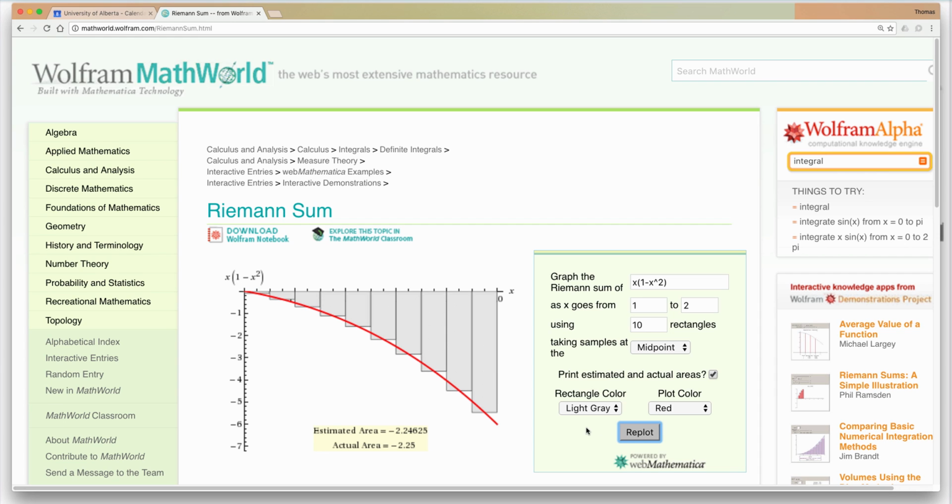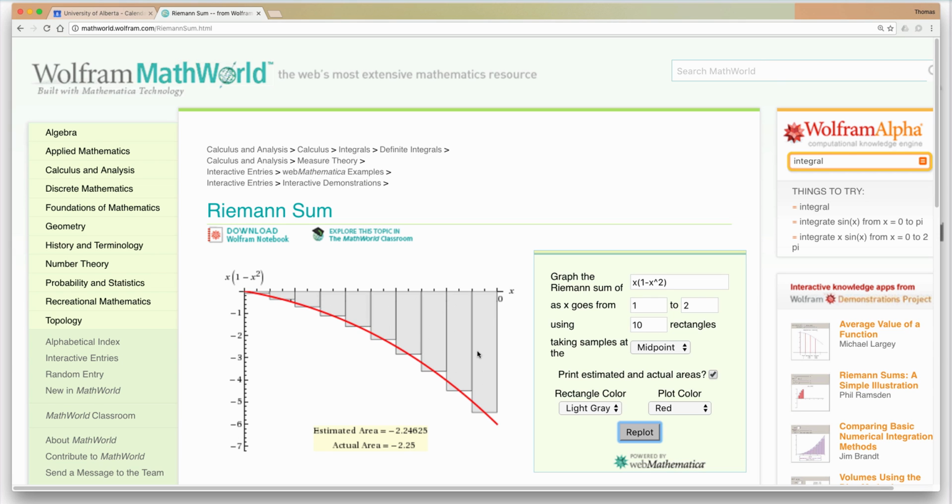Aha! So now the function is shown from 1 to 2, and in this interval the function is actually negative. So now I build rectangles, but they all go down. Okay? Because the function is negative. And see what we get for the area. We get the area of minus 2.24625, where the actual area is minus 2.25. Now this is rather interesting, isn't it? We get a negative area out of this.